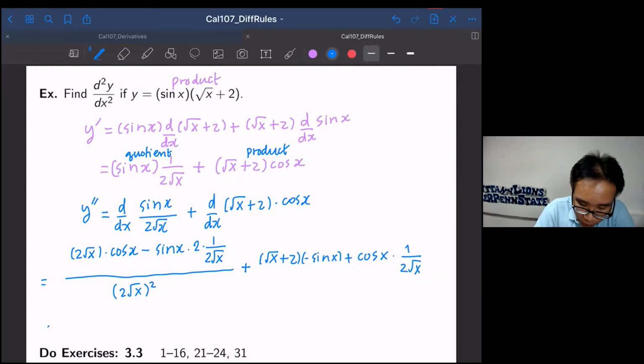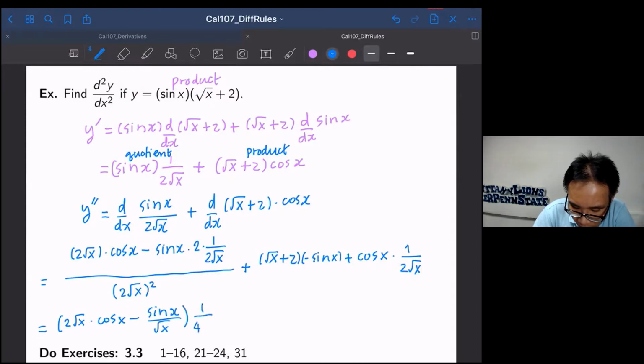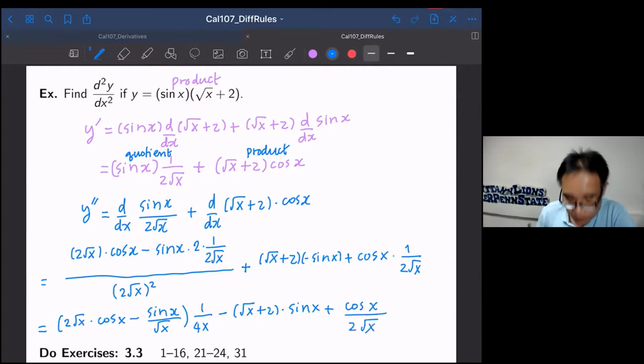Okay, so in this case you may simplify the total answer. The first one will be just 2 root x times cosine x minus sine x over root x, and everything multiplied by 1 over 4x. And the second one is going to be negative of square root x plus 2 times sine x. Okay, and the final one will be cos x over 2 root x.